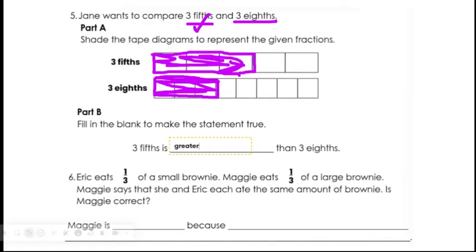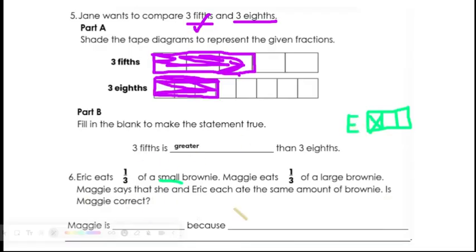Now, question 6 says, Eric eats 1/3 of a small brownie. Okay, so he has a small brownie. He breaks it up into 3 parts, but he only eats one of those 3 parts, okay? And you know what? To help me out, I'm probably just going to draw it, okay? So Eric's is a small brownie, it says. So I'm just going to kind of draw it here. Here's Eric's small brownie, right? And it said that he cut it into thirds, and he only ate 1 piece. So that's the piece that he ate.